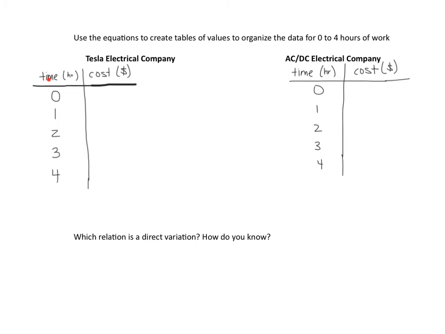All right, so here are my tables of values that I've set up. So I have one column set up for time, and time is measured in hours or units of hours, and I just filled in hours 0 to 4. And then I have a separate column for my cost, and my cost is going to be measured in dollars, so I put a dollar sign symbol. Did the exact same thing for the AC/DC Electrical Company. So we're going to use the equations now to calculate the corresponding costs.